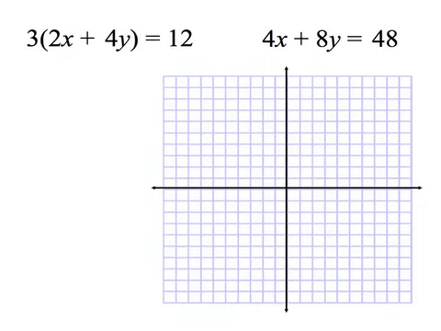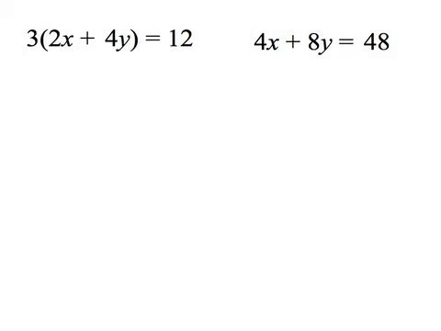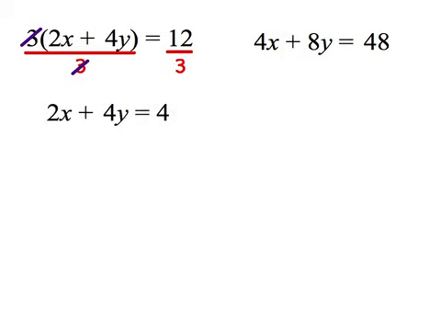And here's yet one more system. The equation on the left is a bit more complicated because of the parentheses. We're going to get rid of the graph, go to a clean sheet of paper here, and there's several things we could do with the first equation, but my choice is to divide both sides by 3. The 3's cancel. 12 divided by 3 is 4. We now have 2x plus 4y equals 4.